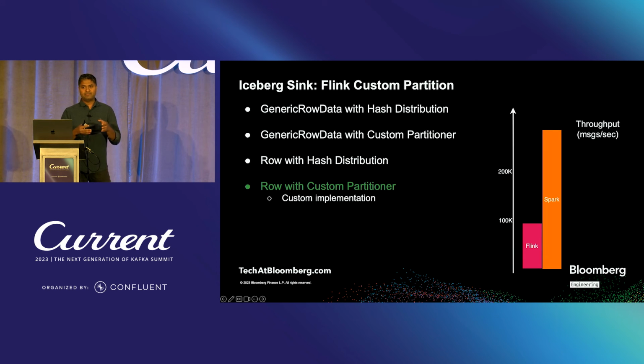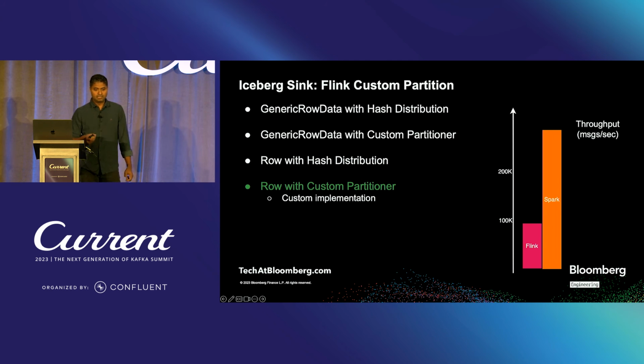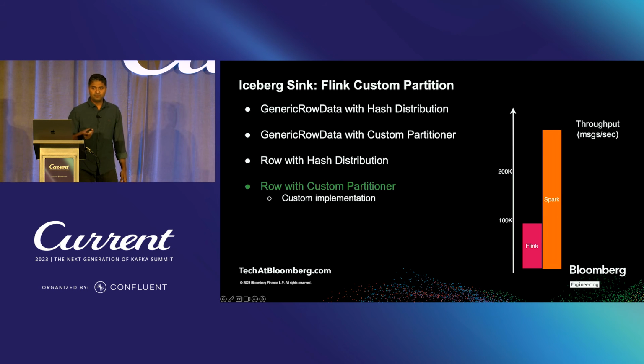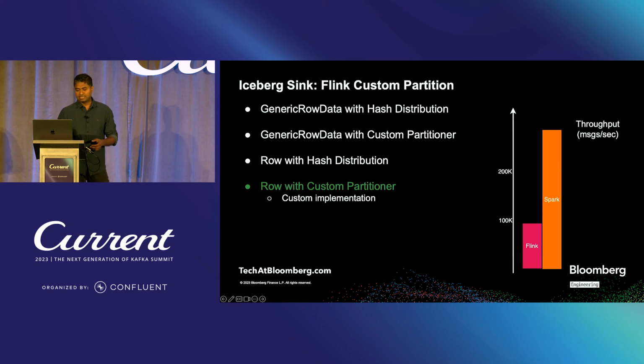Generic row data combined with hash distribution is the worst of all the combinations, where it has a lot of serialization overheads and also uses this inefficient file path-based partition key. It turns out that a row type combined with a custom partitioner was offering the best of both worlds. However, Flink does not have custom partitioner support for a row data type, so we had to go ahead and implement some custom classes ourselves. We implemented classes like a custom partitioner, a custom row key selector, and all that stuff to get this working.